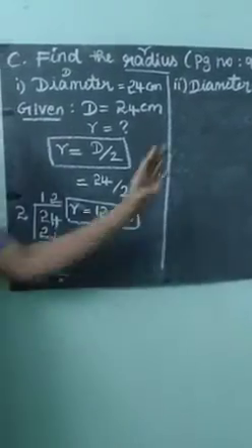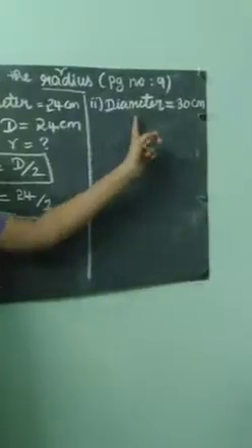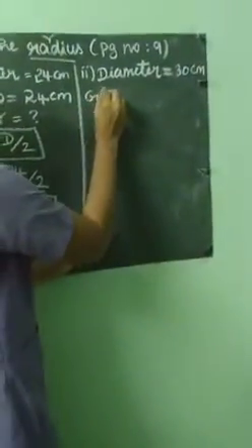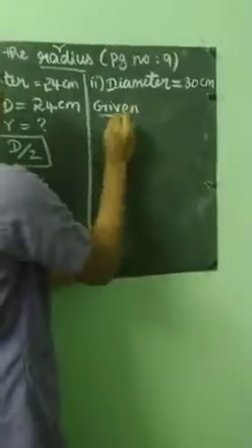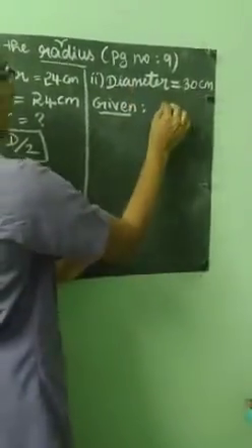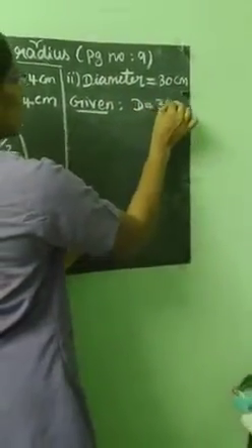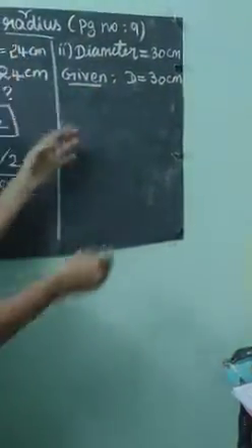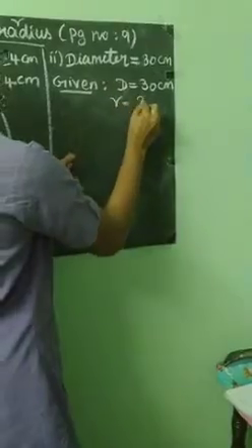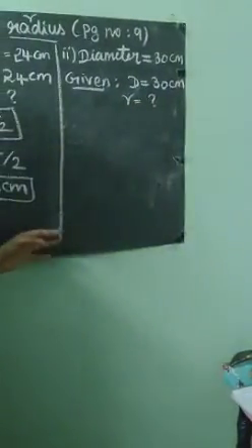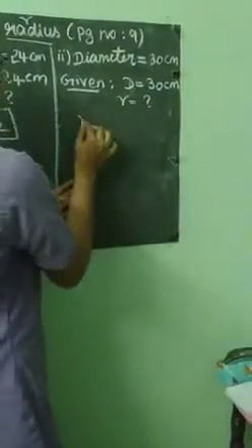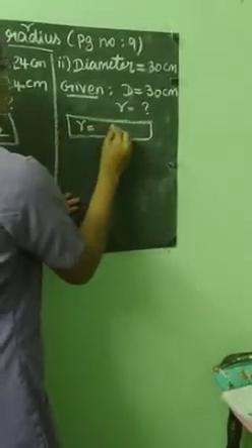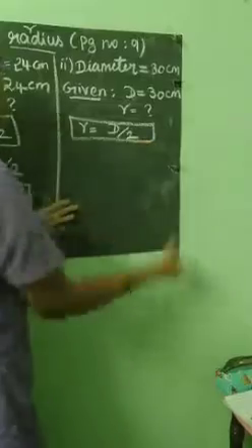Okay. Now second sum, diameter equal to 30 centimeter. Same like that, you put the given. You already know the diameter, so D equal to 30 centimeter. Now we want to find out the radius. So radius equal to question mark. Okay, now which formula do we want to use? Radius formula. So first write the formula. Radius equal to diameter divided by 2.